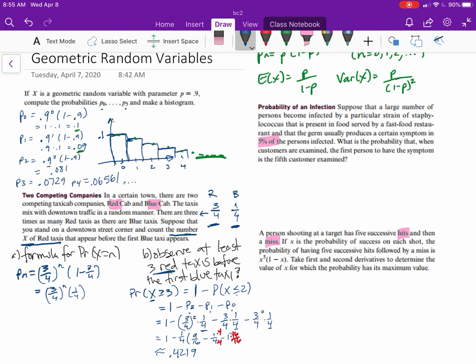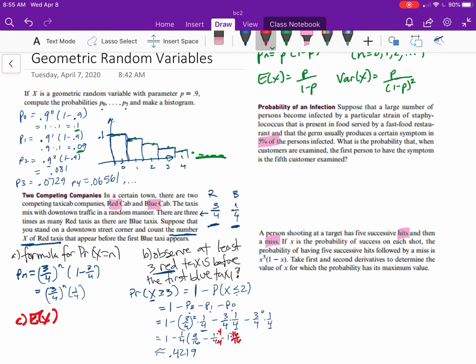I want to throw in one more thing here. So what is E of X in this case? What is the expected value? I think it would make sense to ask how many reds would you expect to see? We'd probably expect to see 3, but let's verify that.